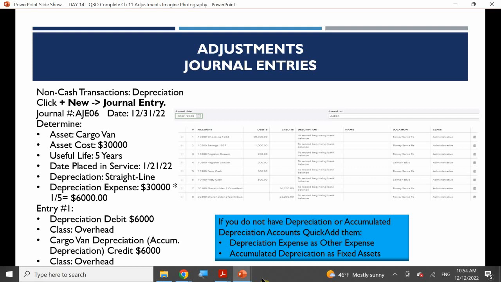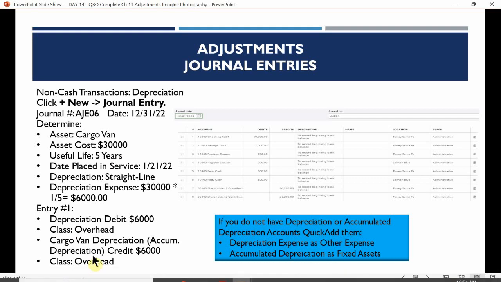You're decreasing value in a fixed asset. But in this case, we can't just code it directly to the asset itself. We have to create what's called an accumulated depreciation account. And of course, it's going to be coded to our depreciation expense.